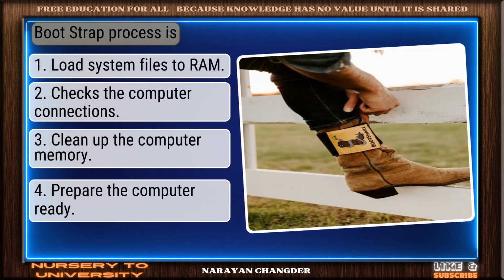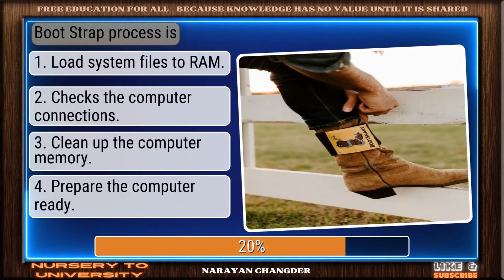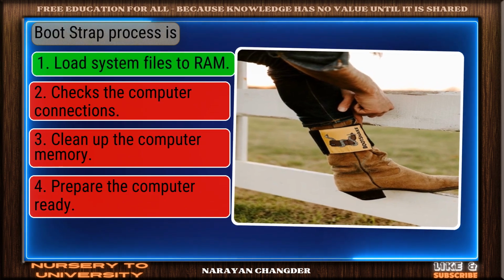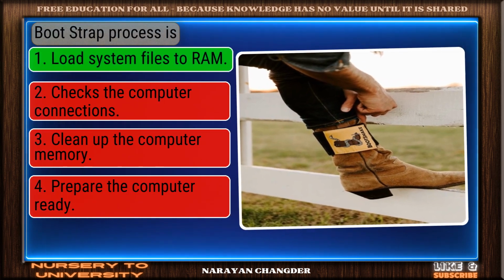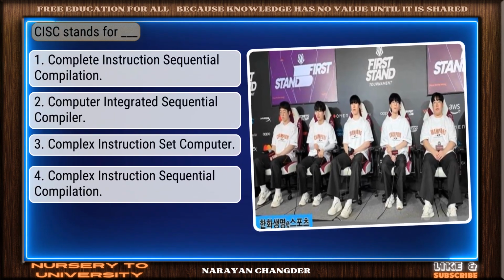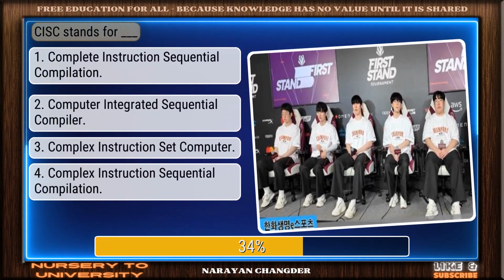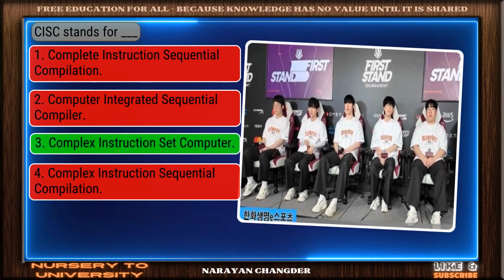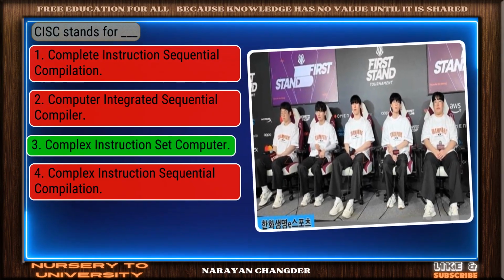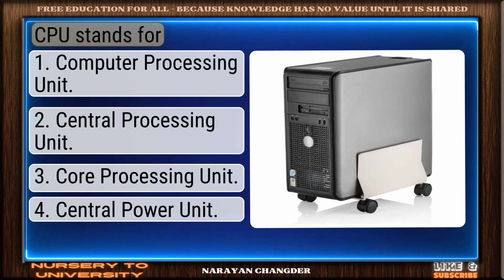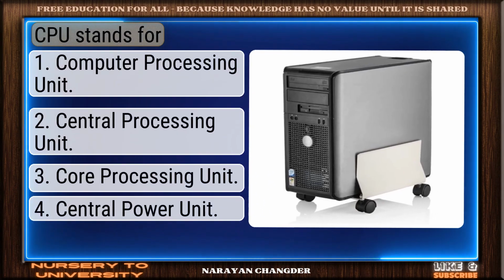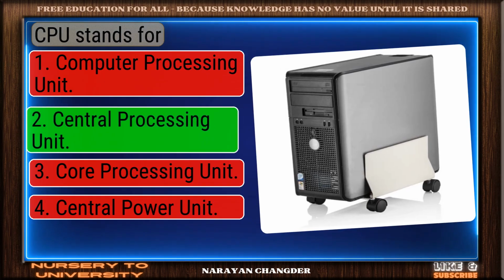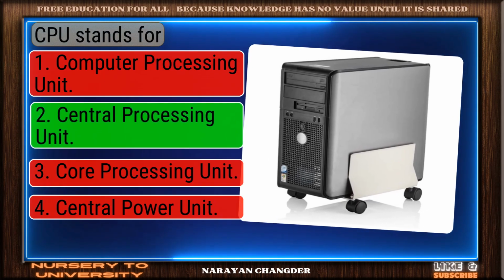Question number 76. Bootstrap process is? Perfect. Load system files to RAM is the correct choice. Question number 77. CISC stands for dash. Well picked. Complex instruction set computer is the correct answer. Question number 78. CPU stands for? Smart pick. Central processing unit is the correct choice.